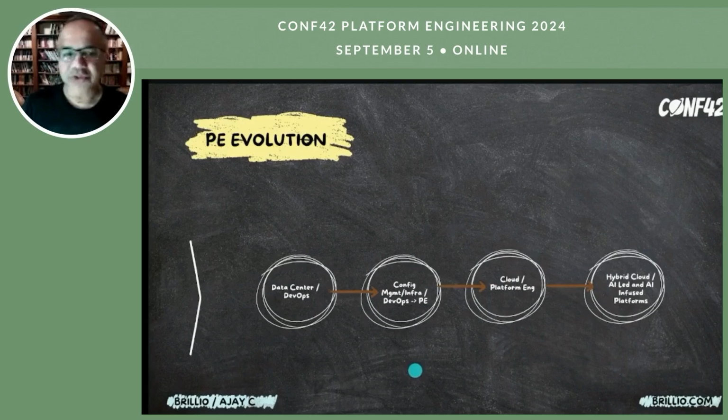As we started moving to cloud, where the whole idea of cloud is not being a location, but an idea of a way of actually doing your work, a way of working, platform engineering became a lot more prevalent. And that is what has led to the current state, where you typically have a hybrid cloud or at least a multi-cloud situation for any organization. And they are really starting to see, how can you make your platform activities a lot more efficient? This is where both AI-led and AI-infused platforms have become very, very popular.